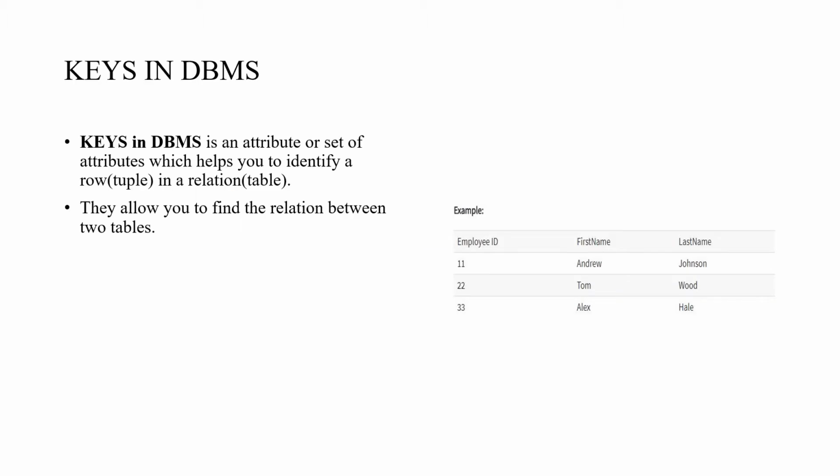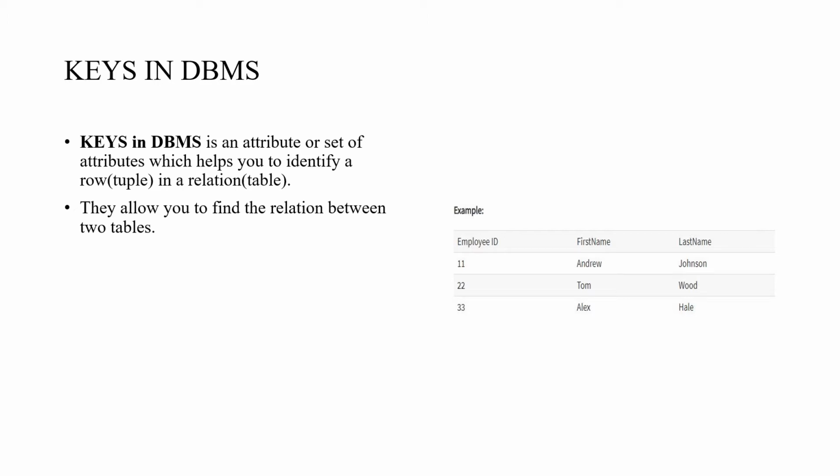What is meant by keys in DBMS? Keys in DBMS is an attribute or set of attributes which helps you to identify a row or tuple in a relation. Last class we already studied that in a relational data model, data is in the form of a table or relation. Here the table contains a number of rows and columns. The row is known as a tuple and the column is known as an attribute.